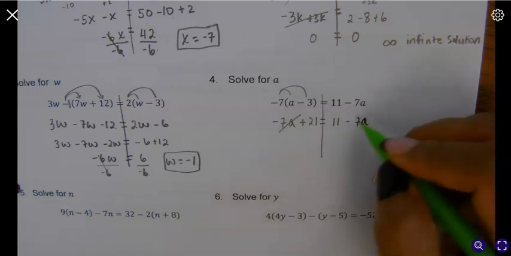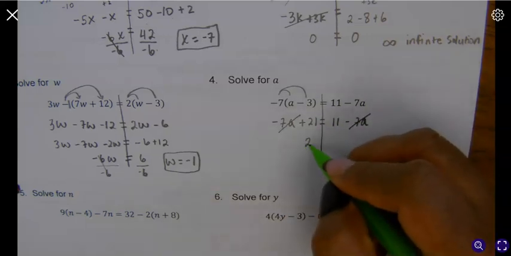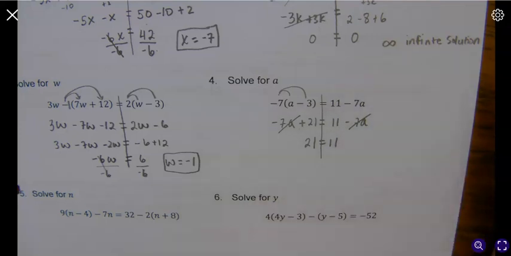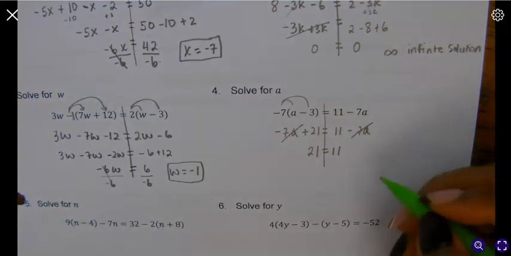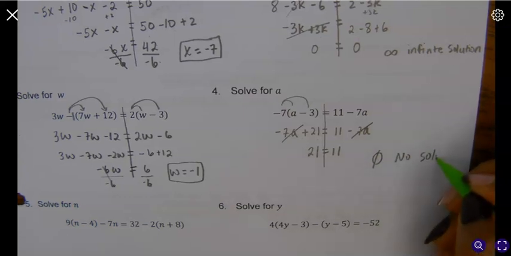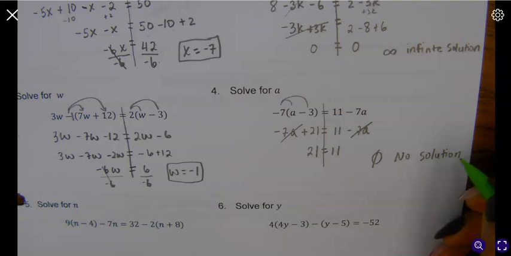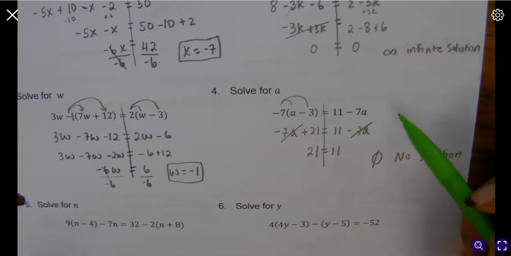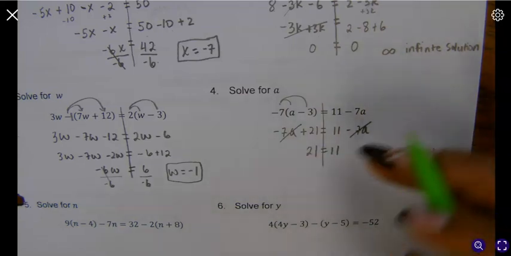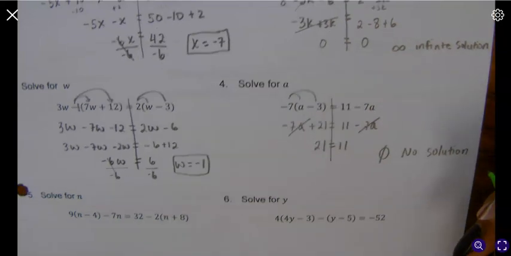So you can just do that. You can take that out. You can have 21 equals 11. And since this is a false statement because 21 cannot equal 11, this is a no solution. Meaning that there's no number that exists that I can plug in for a and get a true statement, the same thing on the left side and the right side.